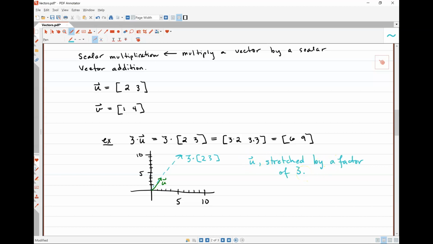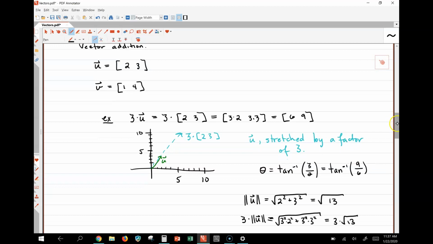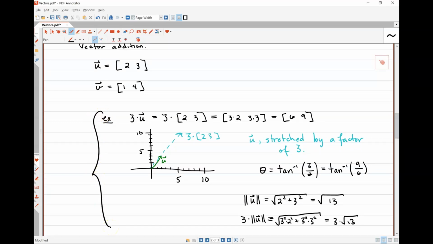And it's easy to see that, right? Because remember that the angle was tan inverse of the length of the opposite side to the adjacent side. So in the first case, that would be 3 over 2. And that is, of course, going to be equal to tan inverse of 9 over 6, right? We just reduce the fraction, we get the same thing. So the angles are going to be the same. Just the magnitude is going to change by a factor of 3. Okay, so that is scalar multiplication.